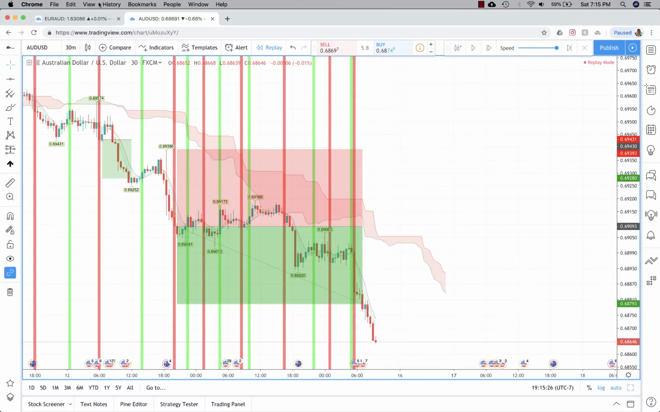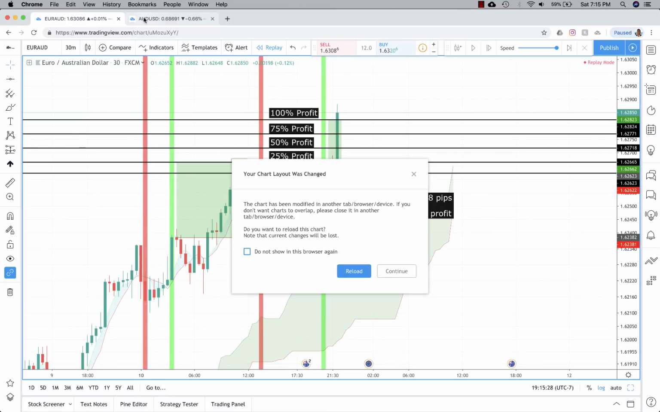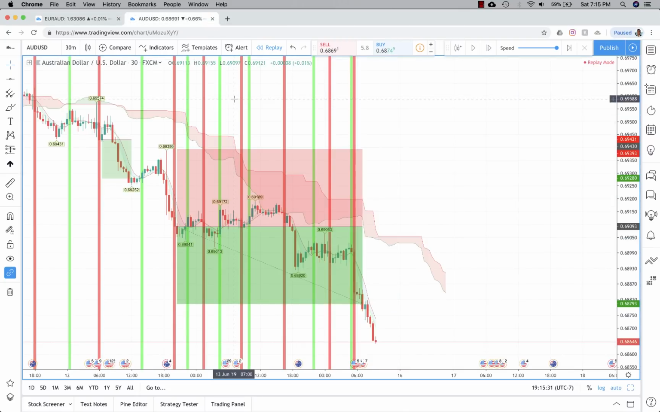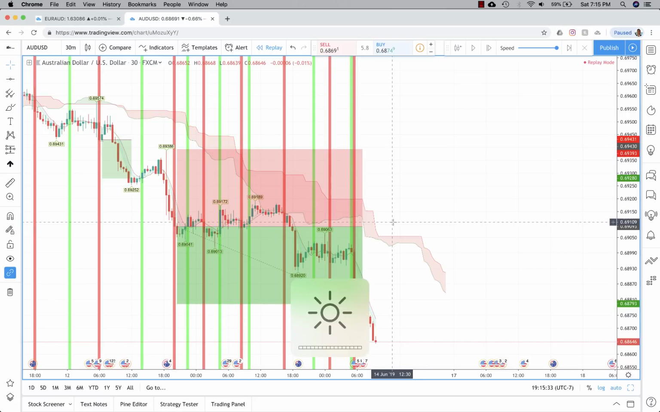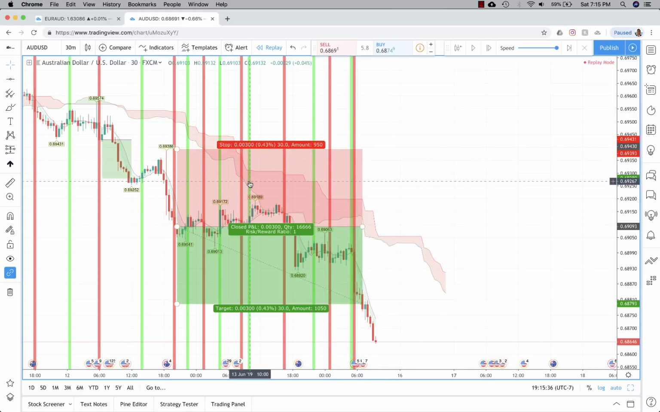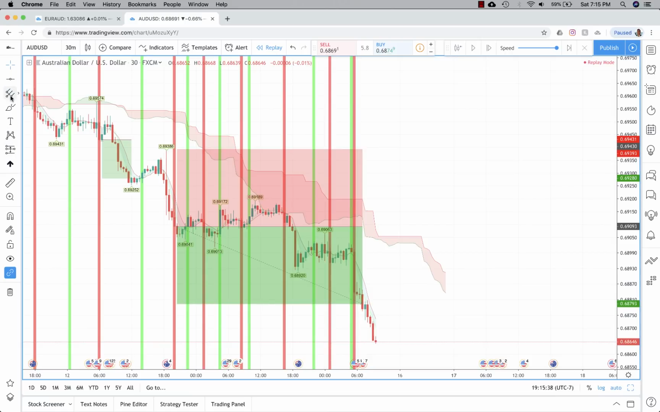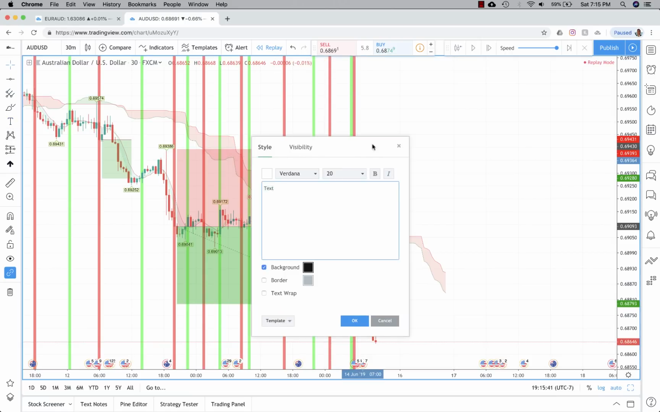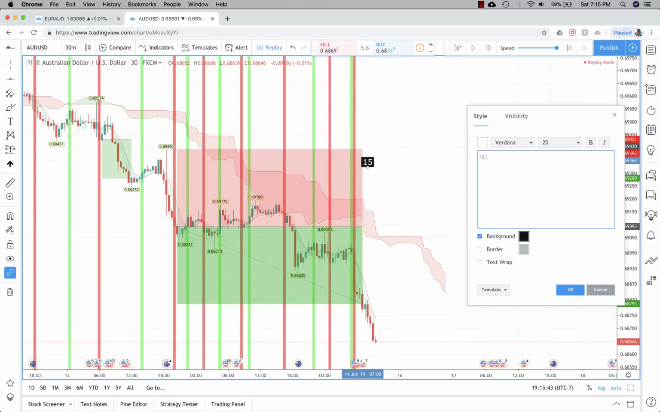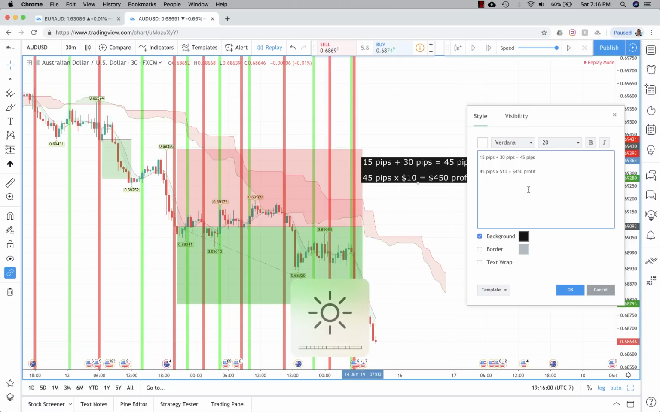Alright, so two winners. We had two winners on the Euro AUD, and we also had two winners on the Australian dollar versus the US dollar. So this was 15 pips plus 30 pips. Let's do the math real quick. So 15 pips plus 30 pips equals 45 pips. And then if you have 45 pips times 10 bucks, if you're doing a standard lot, you would have made $450 profit on those two trades.